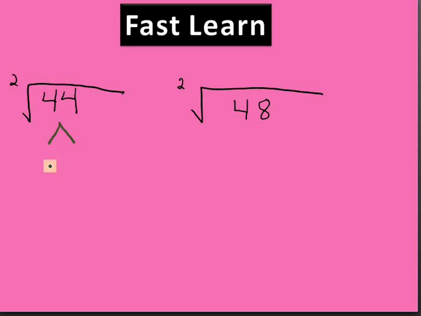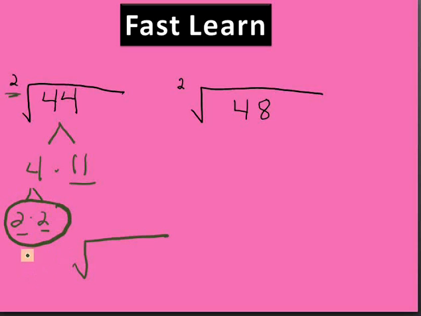Okay, we want to save as many pairs as we can out of this radical. 4 times 11. And we can break the 4 down to 2 times 2. This is prime, this is prime, this is prime. We broke it down as far as we can. What we need to do now is find our pairs. And we found 1 pair of 2s.